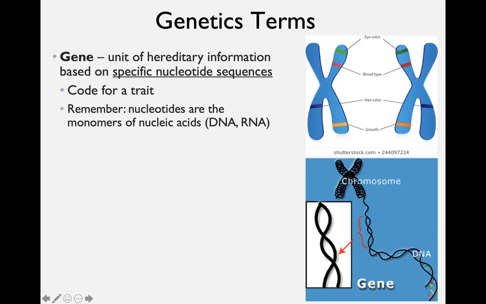So these are just some simple examples of some genes: eye color, blood type, hair color, growth. Yeah, so like height, I guess. So those would be genes, and you can just think of genes as these segments of chromosomes. And if you pull out, remember, a chromosome is just really condensed DNA. So we have that double helix of DNA. A gene would be a section of that, so a bunch of nucleotides strung together.